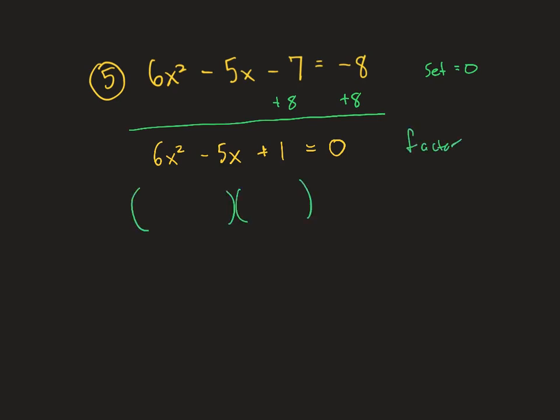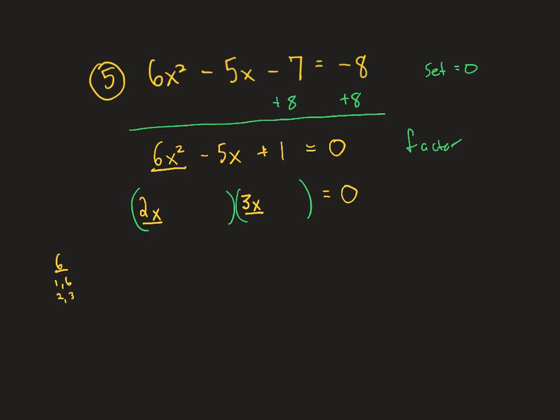Trinomials will factor into 2 parentheses equal to 0. First thing in both those parentheses has to be the 6x squared. So we know we'll have an x and an x. And for the 6 part, the 6 could be a few different things. That could be 1 and 6, could be 2 and 3. I'm going to go ahead and go with the 2 and the 3 just to start with. If that doesn't work, we'll move on to the 1 and the 6.